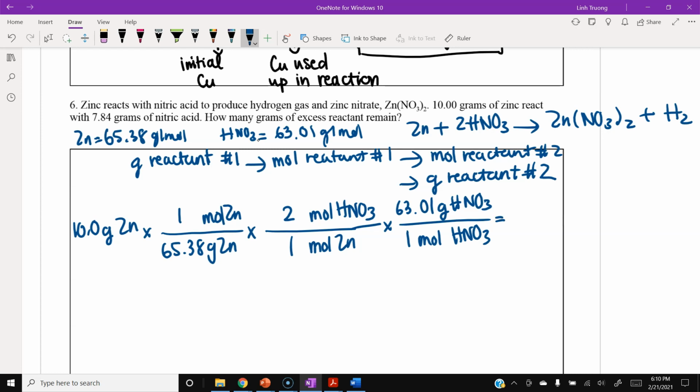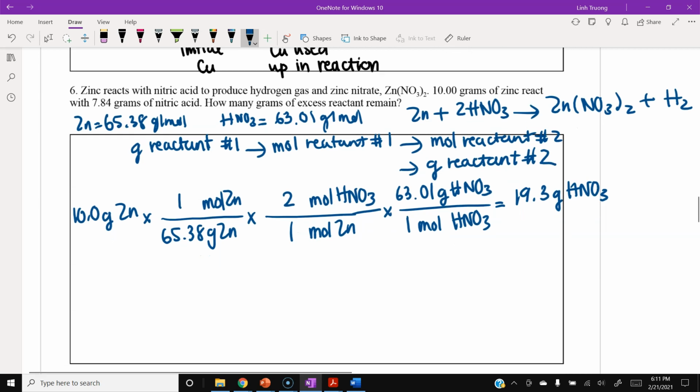I want to punch this into the calculator to give me 19.3 gram of nitric acid. So what this means is that you need 19.3 gram of nitric acid to react with 10 gram of zinc. Now let's go through our second calculation, where I want to find out: how much zinc is needed in order to react with 7.84 gram of nitric acid?